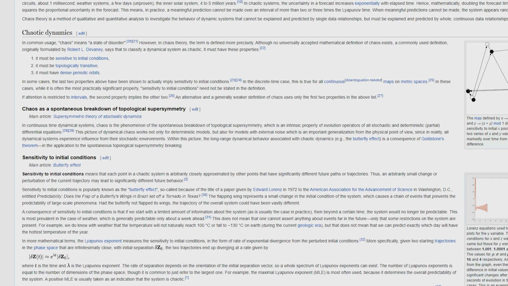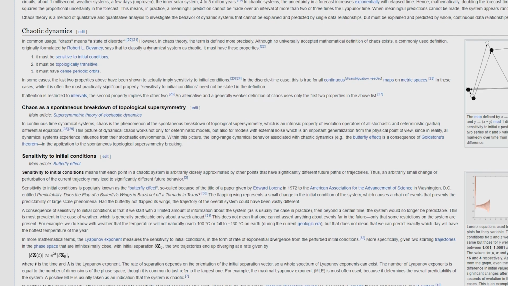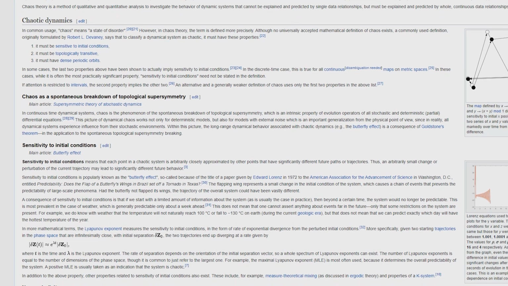A consequence of sensitivity to initial conditions is that if we start with a limited amount of information about the system, as is usually the case in practice, then beyond a certain time the system would no longer be predictable. This is most prevalent in the case of weather, which is generally predictable only about a week ahead. This does not mean that one cannot assert anything about events far in the future, only that some restrictions on the system are present.